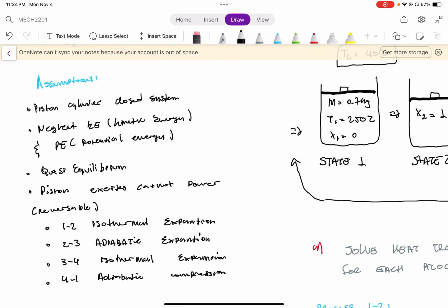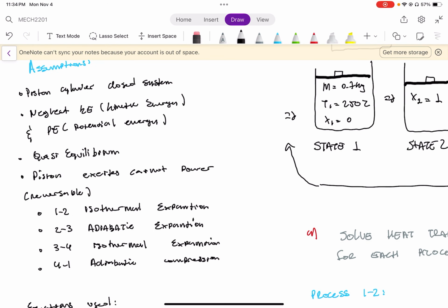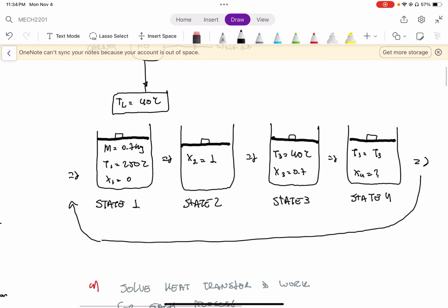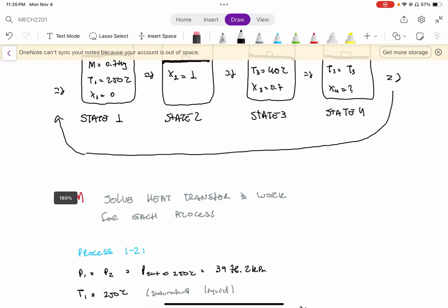So it's also reversible. Process 1 to 2 is isothermal, 2 to 3 is adiabatic, 3 to 4 is isothermal expansion, and 4 to 1 is adiabatic compression. This is the diagram from state 1 to state 2 to state 3 to state 4, and it loops back to state 1.